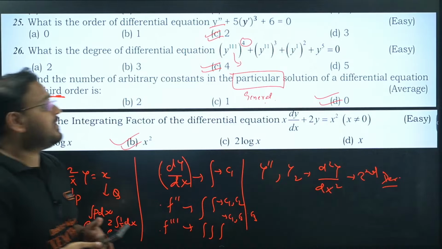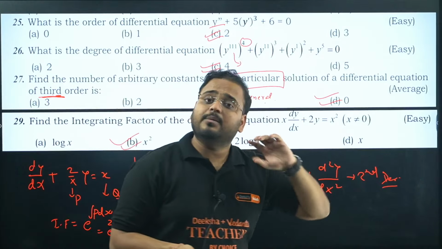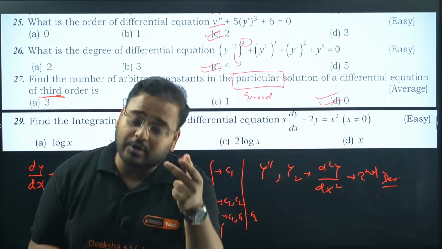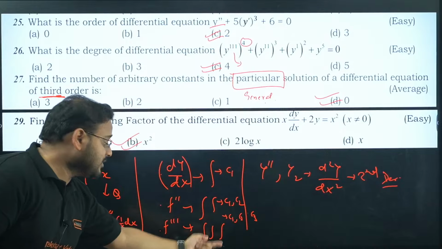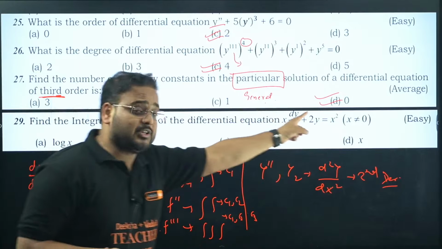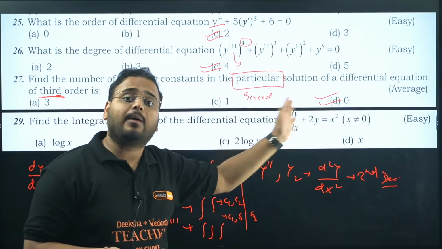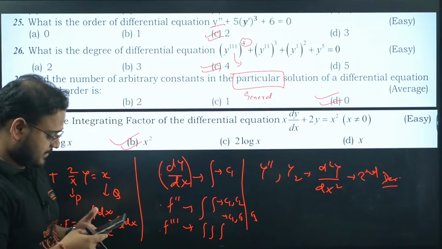But since in this case we have a particular solution, there must be given ordered coordinate pairs, which will help me get the value of these constants C1, C2 and C3. Hence the answer will become 0. There will be no constant left because you'll already have taken care of all of these.